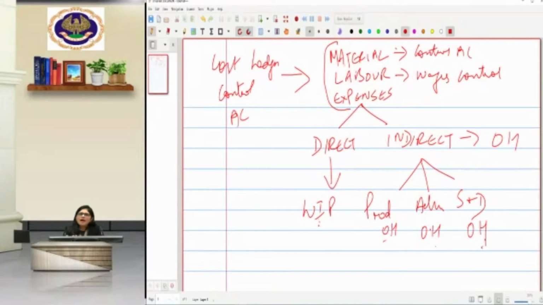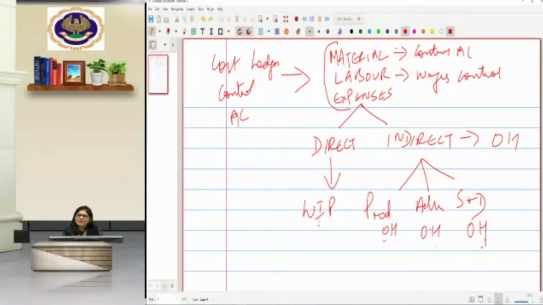Because whenever we are making accounts, we have to pass a double entry, a debit and a credit. So if material, labor and expenses will be debited or credited, what will be the other aspect? Because we are not integrating with the financial account, to cover up the double entry system, the cost ledger control account is opened, and then we coordinate all the rest of the accounts with the cost ledger control account.